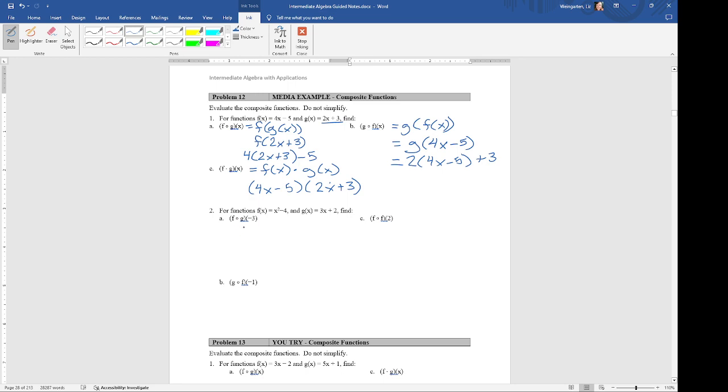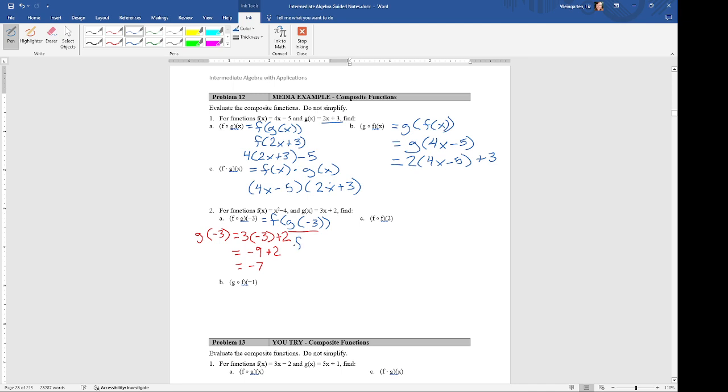Let's look at a more complicated problem, like problem part 2. We're going to take f of g of negative 3. So we're going to rewrite it, f of g of negative 3. What is g of negative 3? I'm going to calculate that in red. g of negative 3 is equal to 3 times negative 3 plus 2, which is a negative 9 plus 2, or a negative 7. So that's what we're going to put in for g of negative 3.